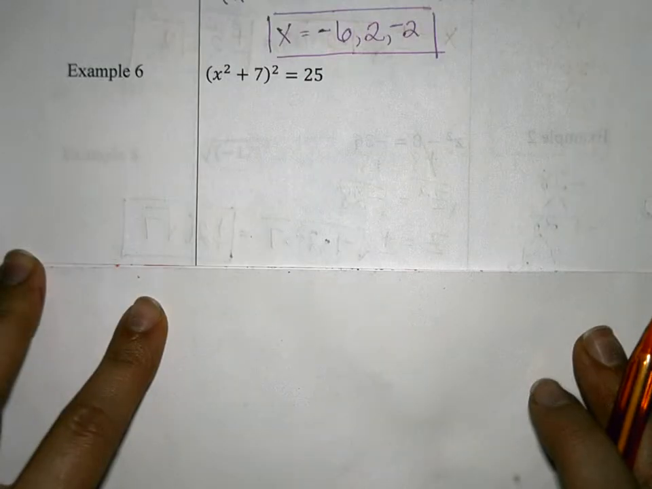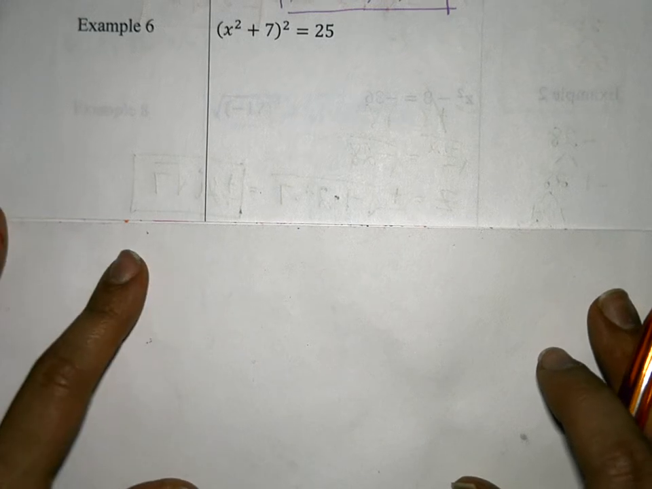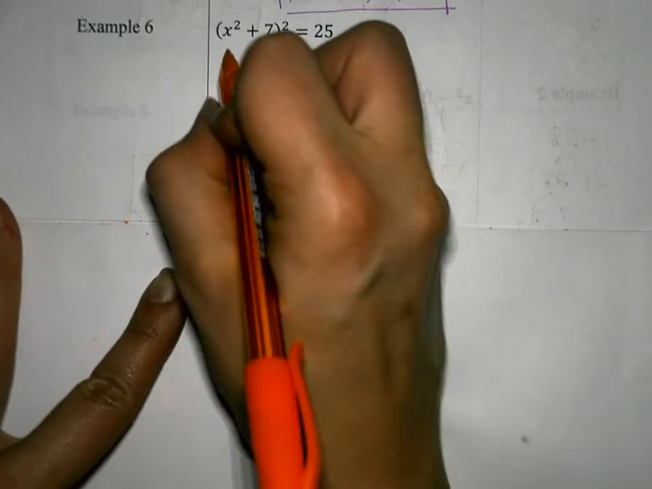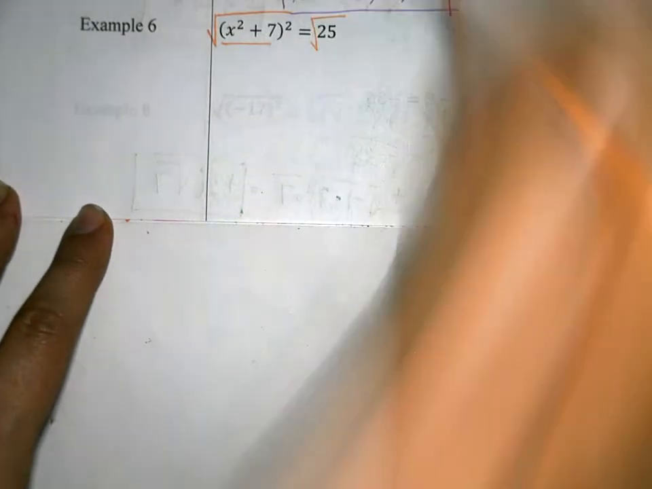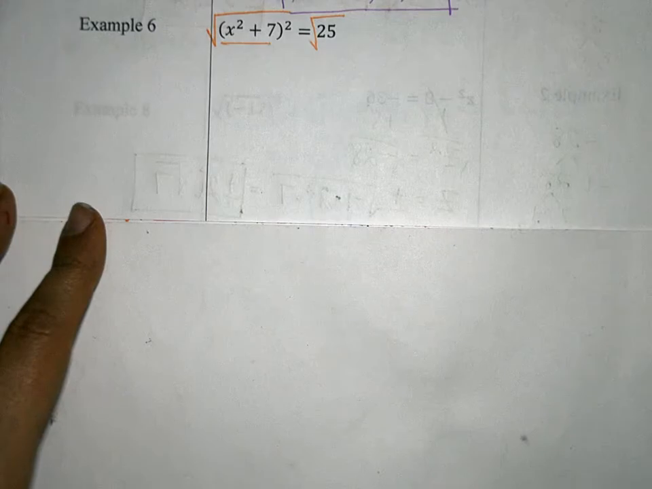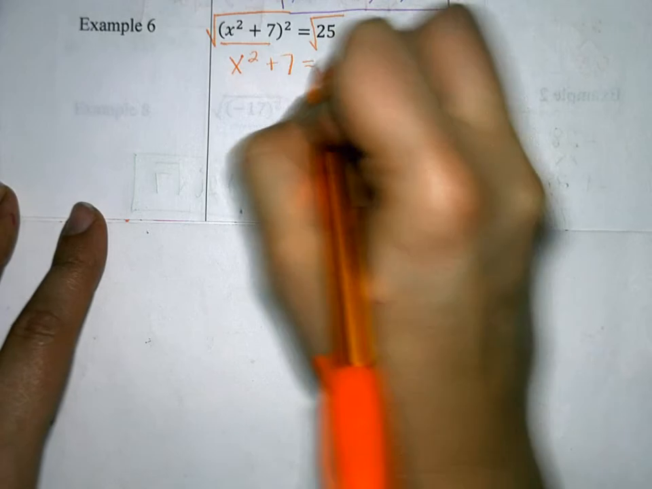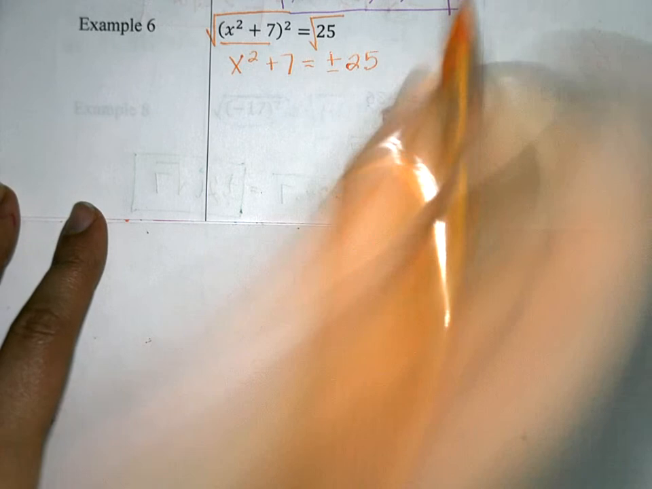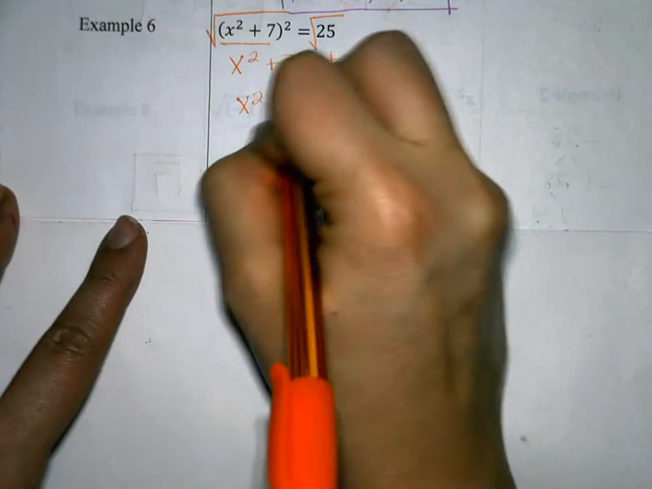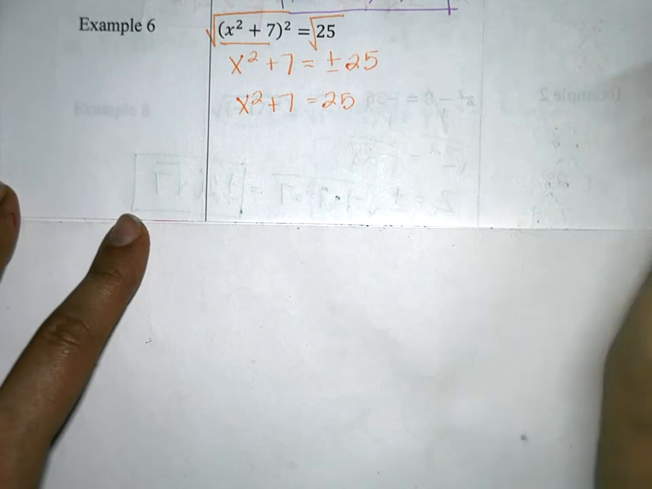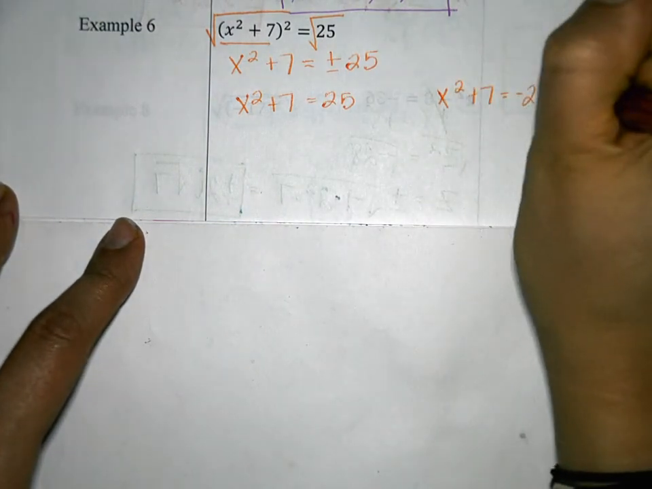Example 6, we have x squared plus 7, all of that squared, equals 25. This is my squared term, and it's already by itself. So let's skip the substituting step and just go straight to square rooting. That gives me x squared plus 7 equals plus or minus 25, which is two scenarios. X squared plus 7 equals positive 25, and x squared plus 7 equals negative 25.